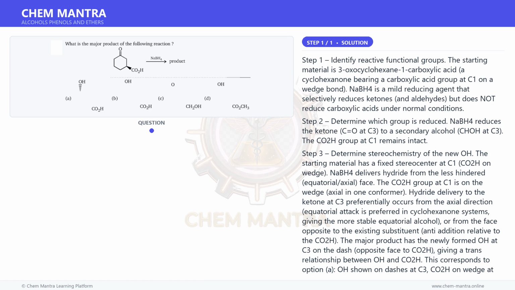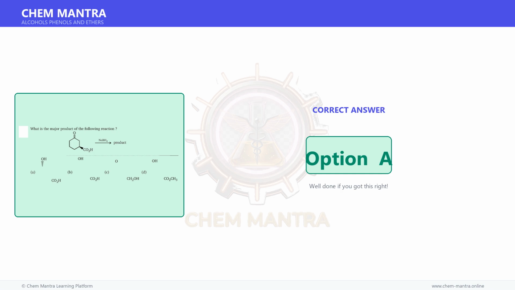Option B places OH on a wedge, same face as CO2H, which is the cis product, a minor product. Option C shows the ketone unreduced and CO2H reduced to CH2OH, which is wrong since NaBH4 does not reduce carboxylic acids. Option D shows a methyl ester, CO2CH3, which is not formed under these conditions. Therefore, the correct answer is option A.